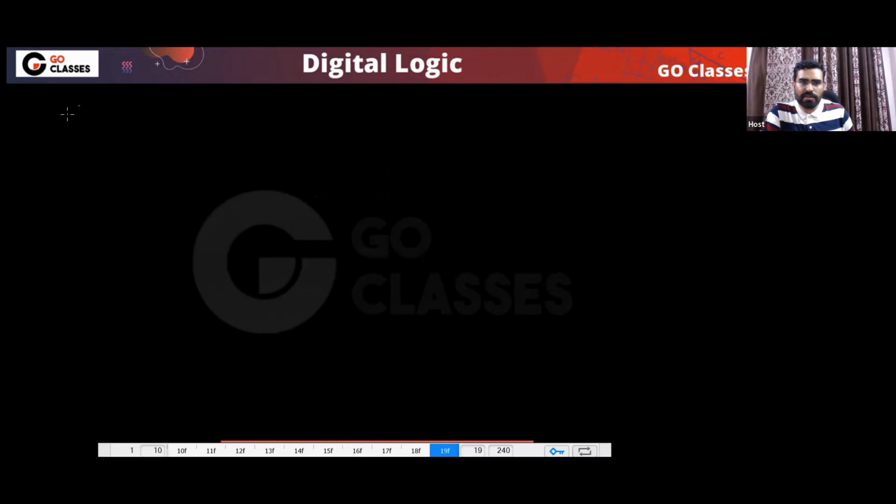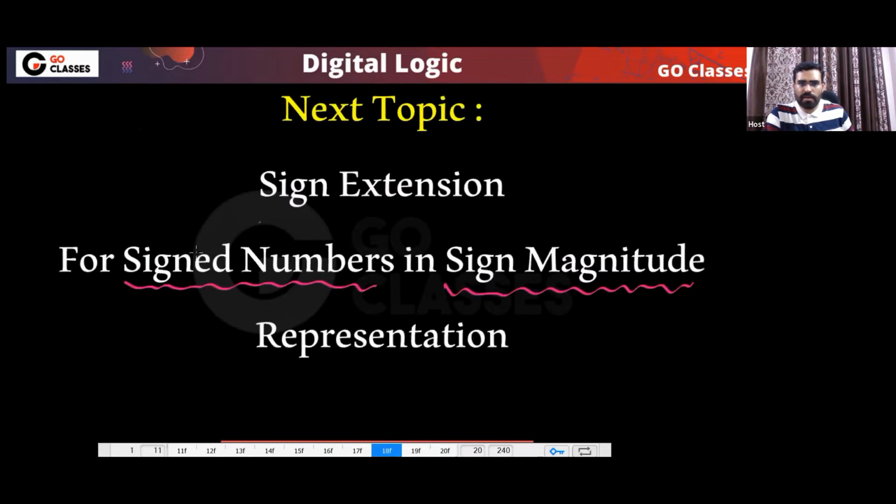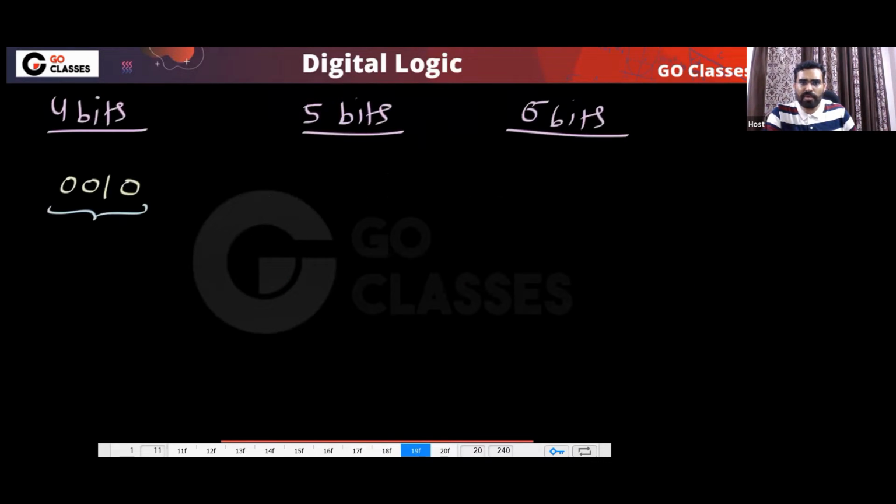Tell me one thing. Let's assume I have this data in 4 bits, and let's see what the corresponding data will be in 5 bits and in 6 bits. If your data is 0, 0, 1, 0, then what is this data? Can anyone tell me? Remember, I'm talking about signed numbers in sign magnitude representation. So this data is basically plus 2.